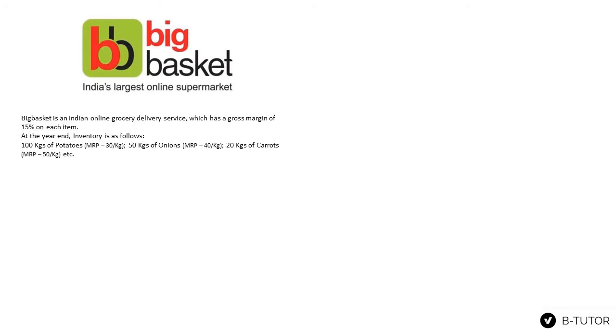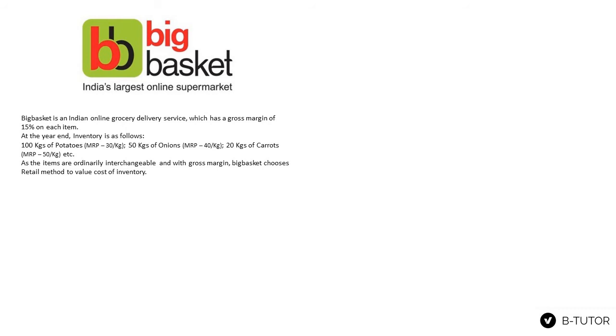Big Basket is an Indian online grocery delivery service which has a gross margin of 15% on each item. At the year end, inventory of one of the brands is as follows: 100 kgs of potatoes, MRP 30 per kg, 50 kgs of onions, MRP 40 per kg, 20 kgs of carrot, MRP 50 per kg are left. As the items are ordinarily interchangeable, that is group items, and with similar gross margin, Big Basket chooses retail method for valuing cost of inventory.